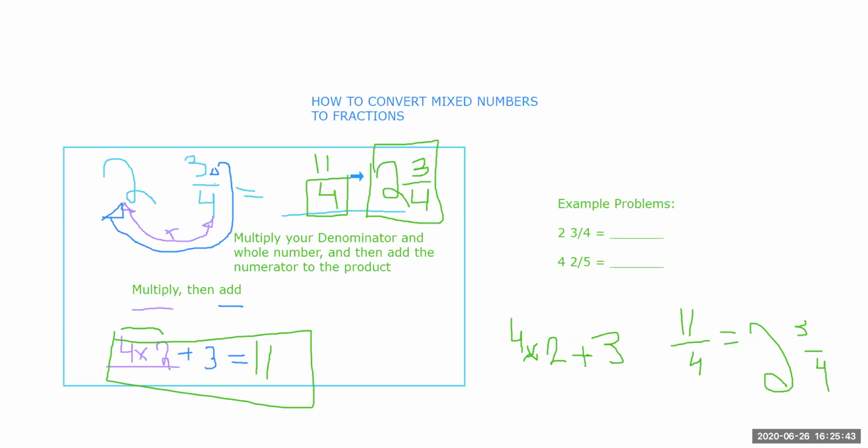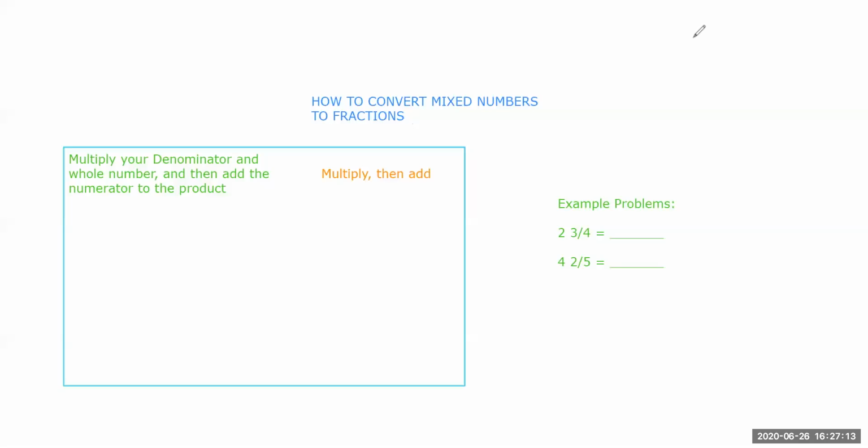So as you can see, we have another example problem down here, which we will do in just a second. And I will be right back after erasing the board. So as you can see, I've cleared up the board, and our second example problem is 4 and 2/5.